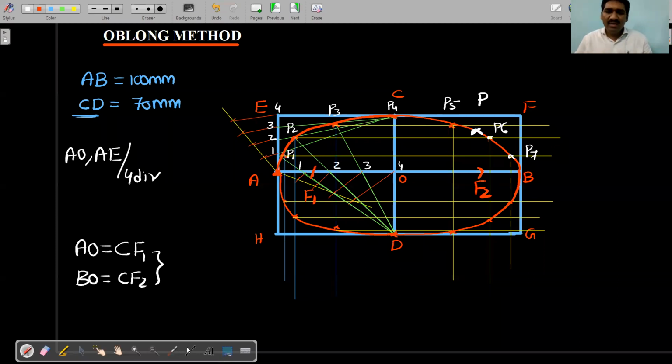Now tell me what will happen. Very simple. At which point should we draw the tangent? We have to draw the tangent at the point P. Therefore, join P to F1, and join P to F2. This process I told you yesterday. Now, measure this angle, all of you.